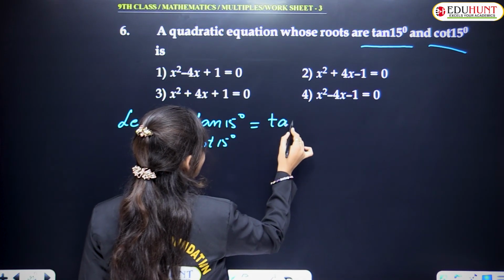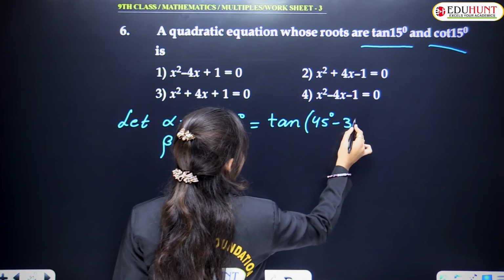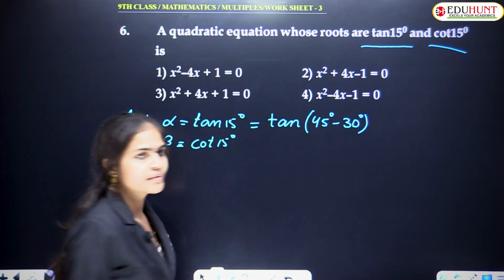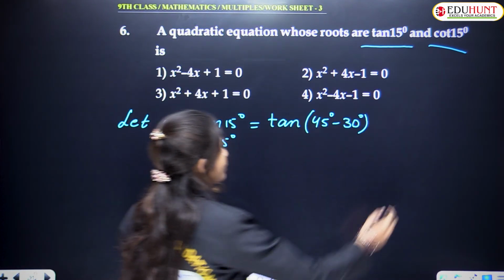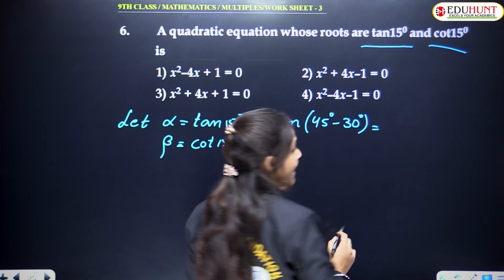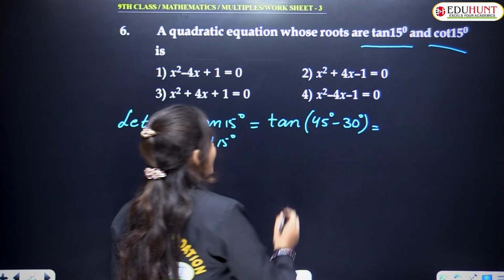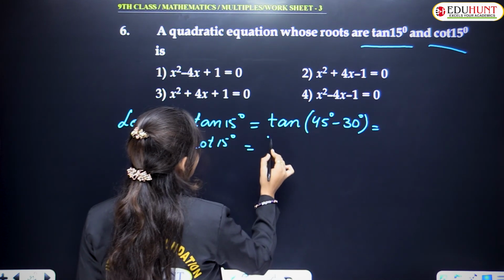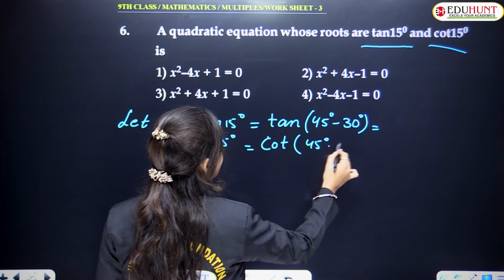So tan 15 we can write as tan of 45 degrees minus 30 degrees. Shall we write like this? 45 minus 30 is 15 only, no? So that's why. How can we write this? Tan of a minus b. And this one we can write as cot of 45 degrees minus 30.